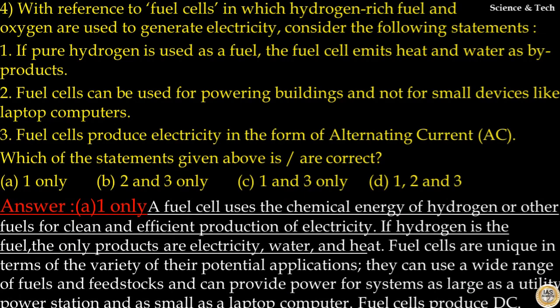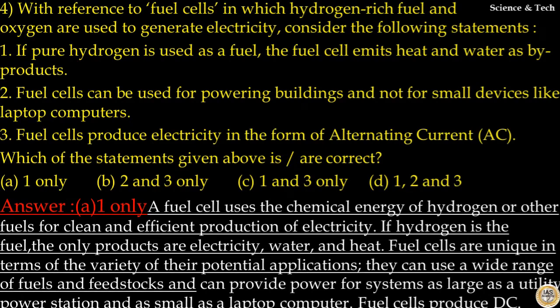A fuel cell uses the chemical energy of hydrogen or other fuel for clean and efficient production of electricity. If hydrogen is the fuel, the only products are electricity, water and heat. That is, the byproducts are heat and water. Hence, statement 1 is correct.